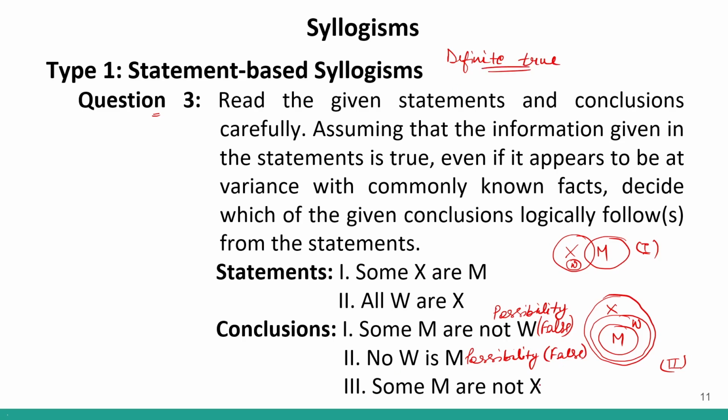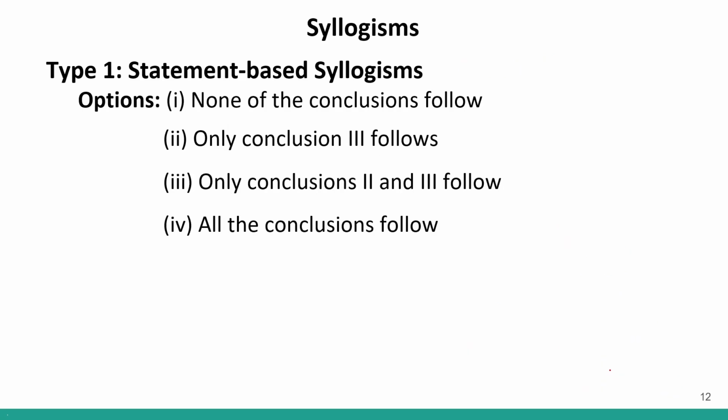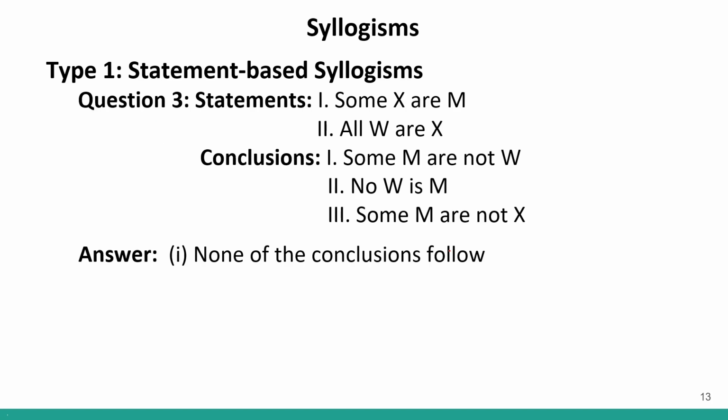Third one says some M are not X. So over here definitely we see some overlapping. Okay, some M are not X, but over here all M can be X. So again it is a possibility. So it should be false. We take only situations that are 100% true. So this is false. So if I look at the options, option number 1 says none of the conclusions follow. This will be my answer. Okay.